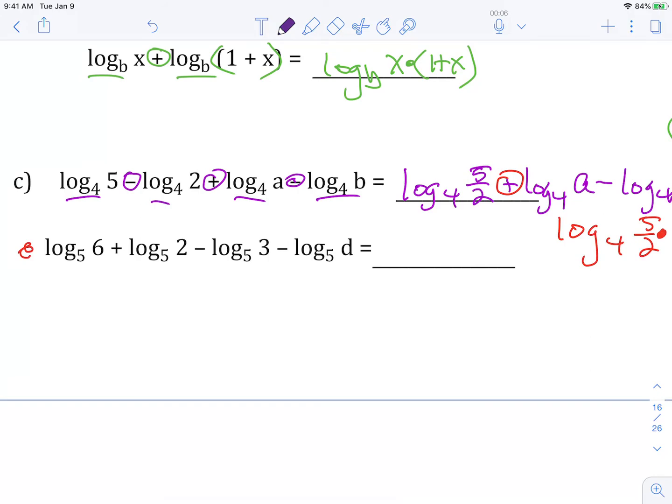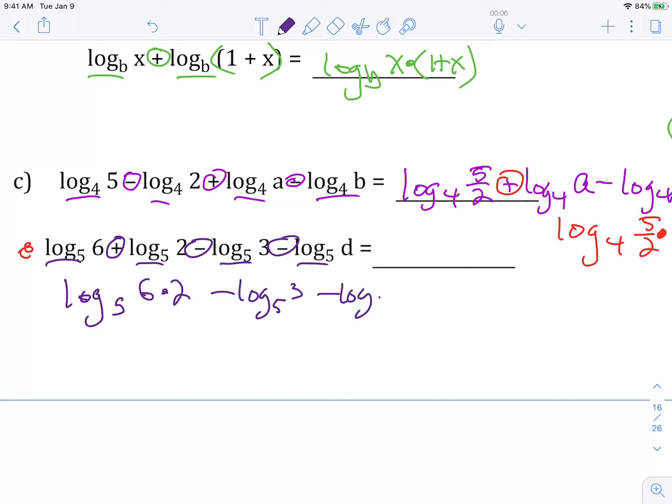Okay, so now notice, they all have the same base, which is good. That means we can move on. So plus, minus, minus. So plus tells us we're going to multiply. So log base 5 of 6 times 2 minus log base 5 of 3 minus log base 5 of d. So again, I'm going in steps, but some of you guys are going to be able to see things faster and do it in your own way, which is fine.